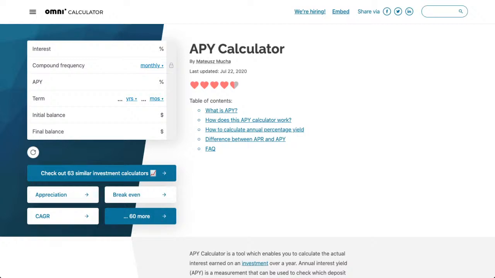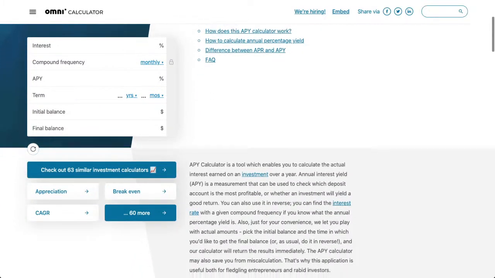So we're going to go through this excellent article, APY Calculator, and we're going to look at what APY is, how the APY calculator works, and how to calculate annual percentage yield, and the difference between APR and APY. APY is annual percentage yield, so we're going to have a look at that, and then we're going to go through the calculator to show how it works. So let's get straight into it.